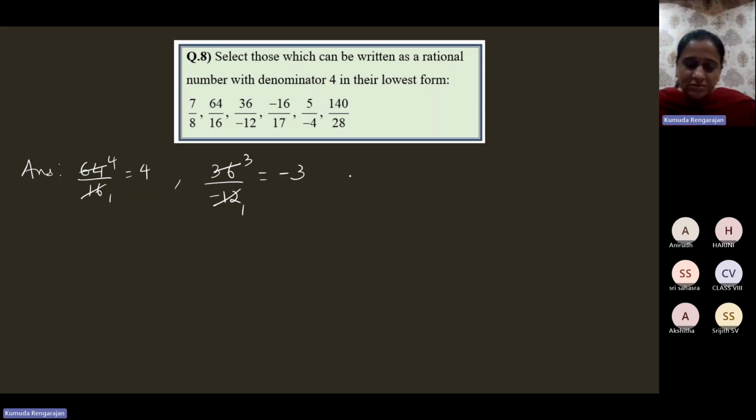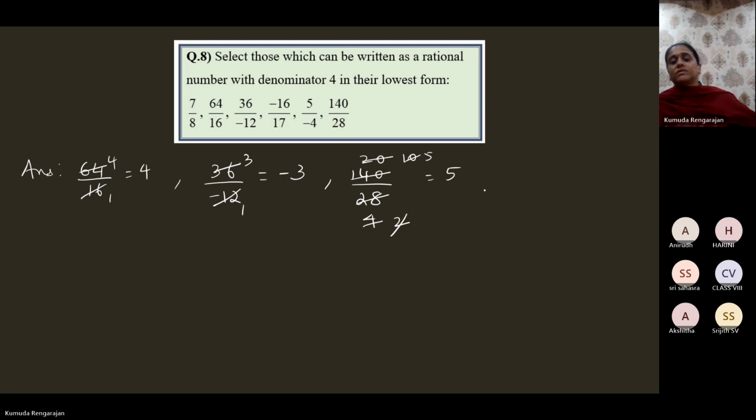The other two numbers cannot be simplified because they're already in the simplest form. And 140 by 28. In the tables of 7, 7 fours are 28, 7 twenties are 140. Further, 2 tens are 20 and 2 twos are 4, and further 2 ones are 2, 2 fives are 10. It's 5. Or 140 by 28 directly: in the tables of 28, 28 ones are 28, 28 fives are 140. So 5. Yeah. So now select, we have simplified.